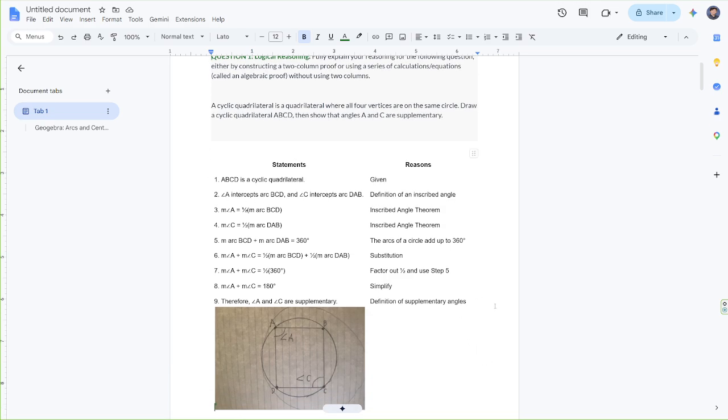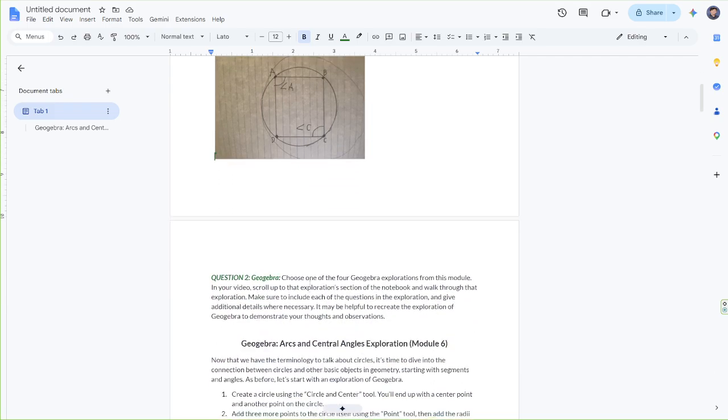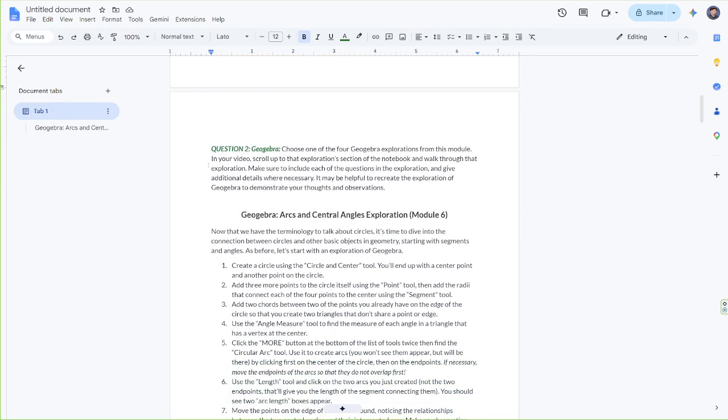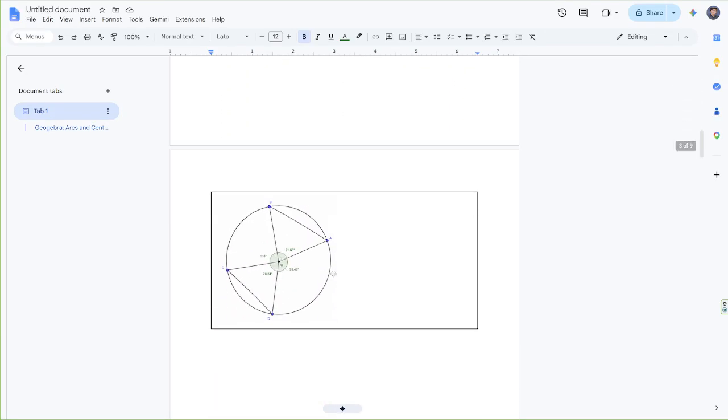Here is the 2-column proof, and ignore this outer circle. I don't know why it's there, it's just what was on the back. That was my first attempt, but the ink showed through. But here, so just look at this circle. Question 2, GeoGebra. I'm not going to read all of this, but here is my final thing.